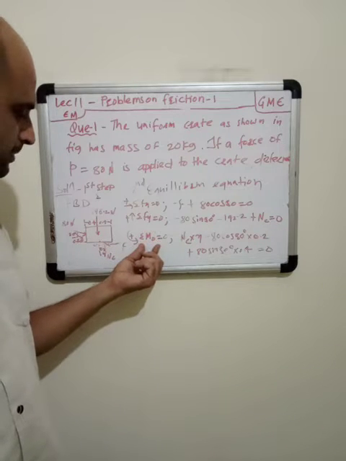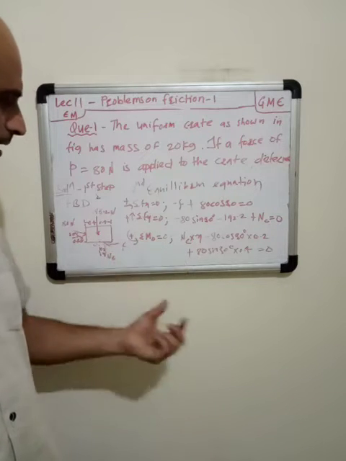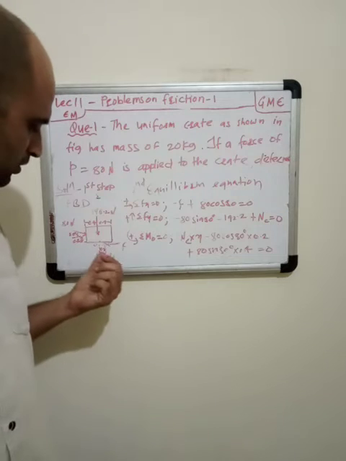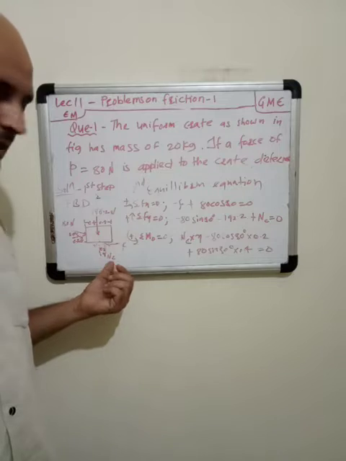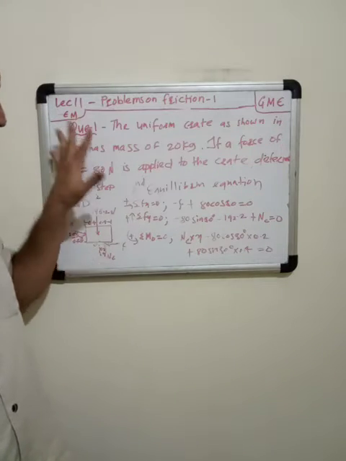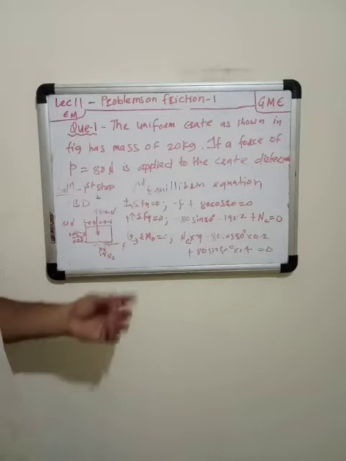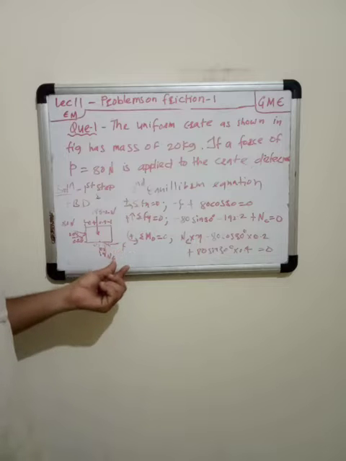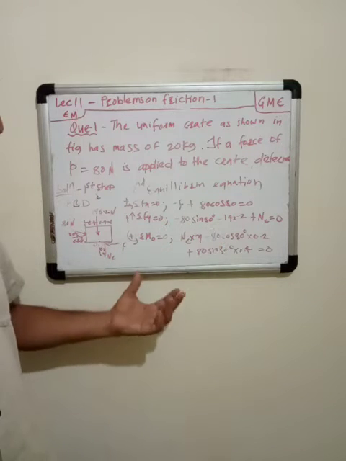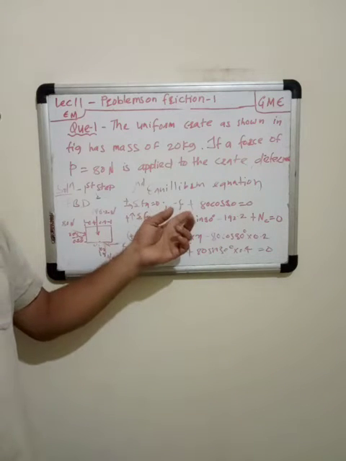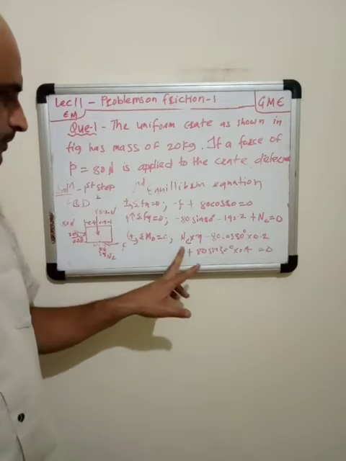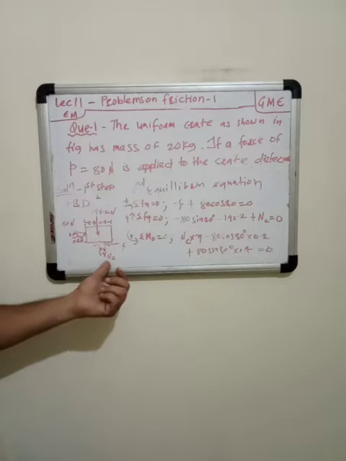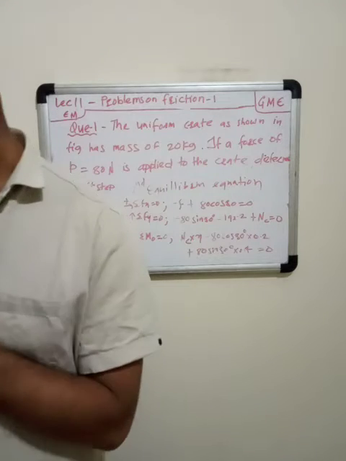And in the third, summation of moment equal to 0 about any point, I took a point at O, down where that NC is acting. This is all clear, right? I calculated the value of the friction. Please calculate this and tell me the answer. What is the value of F? What is the value of NC? And what is the value of this X distance where this normal reaction is acting? Please calculate yourself.